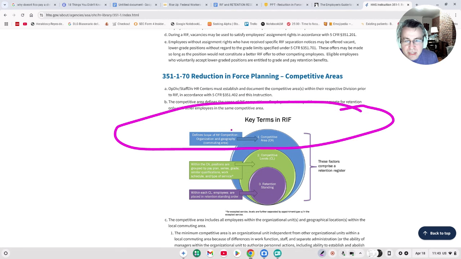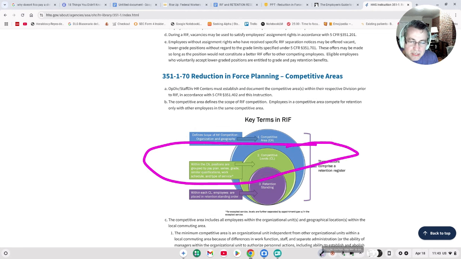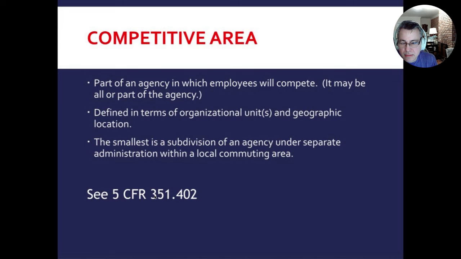Then the competitive area might be the IT department in New York and Washington, D.C. at XYZ agency. And then after they decide that, they will figure out the competitive levels based on job titles, salary, things like that, and whether you are in the competitive service or excepted, etc. And this is a link to the CFR, the Code of Federal Regulations that govern RIFs, and you can pull that up yourself if you're interested.